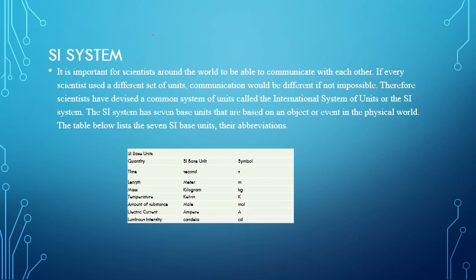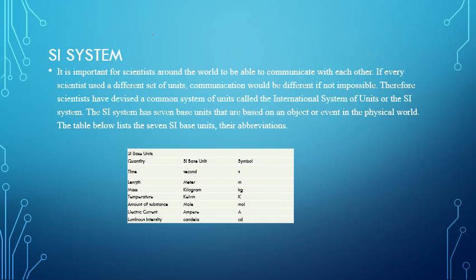The SI system has 7 base units that are based on an object or event in the physical world. The table below lists the 7 SI base units and their abbreviations. We have more units besides just these. These are the base units. We have derived units, which will be a combination of one or more of these SI base units. We'll talk more about a couple of examples with that in just a moment.